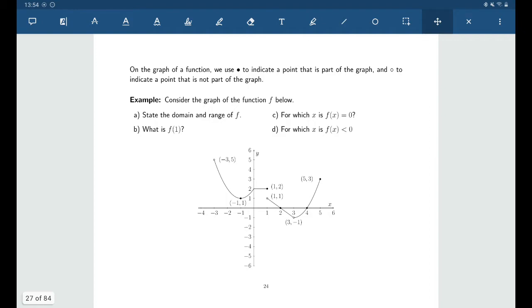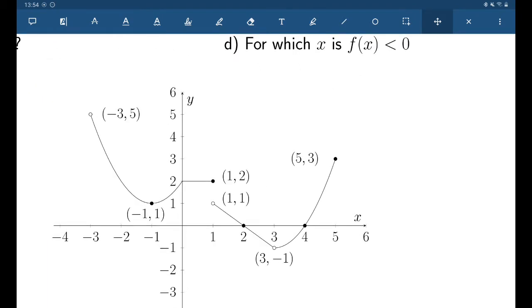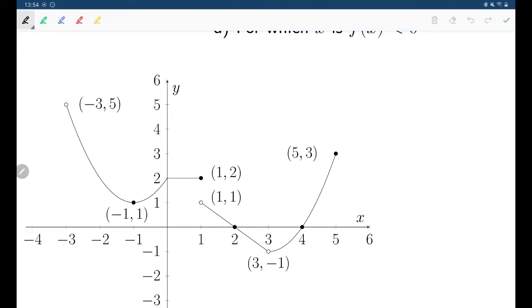So as I said with the toolkit functions, we use filled in circles to show things that are part of the graph and a hollow circle to show things that are not on the graph. So just taking a look at this graph of this function, if we're looking at the left side of things, the curve goes all the way up to, but not including, that point -3, 5. That's not a part of our function, so there is no y value when x is -3, because x being -3 is not part of our graph.